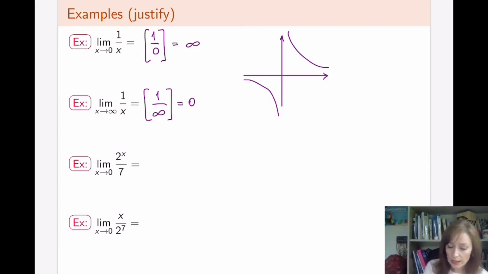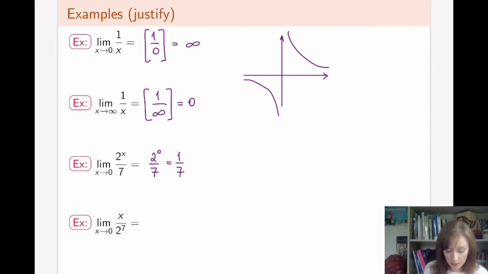Okay, let's take a look at these other two. So again, first rule of limits, plug it in. So what happens if I plug it in? I get 2 to the 0 over 7. What is 2 to the 0? Any number to the power 0 is 1. So it's 1 over 7, and we're done. There's no issues here. There's no problem having 0 in the power.